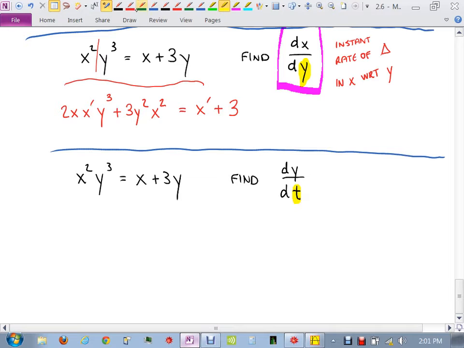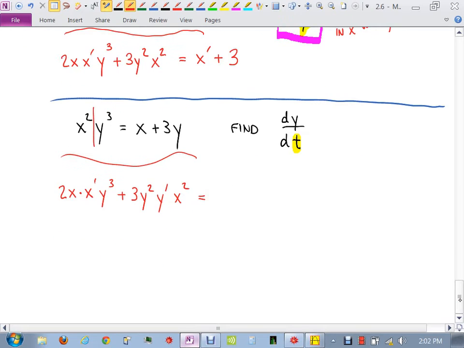So what is the derivative on the left? We've got product rule, right? What's the derivative of x squared with respect to t? 2x x prime, times y cubed, plus 3y squared y prime x squared. Done with product rule, right? Equals right side, derivative of x, x prime, plus derivative of 3y, 3y prime.